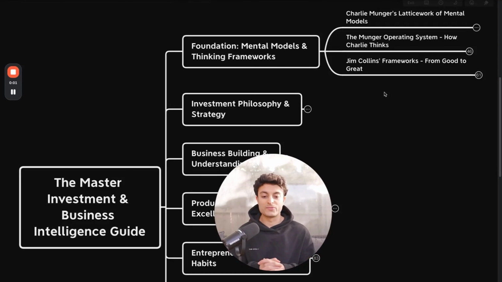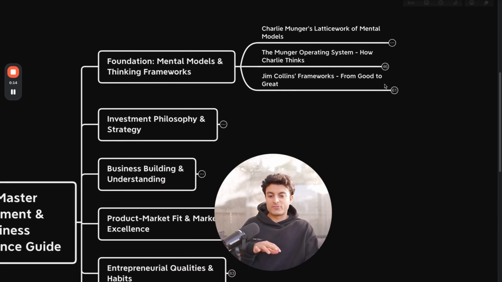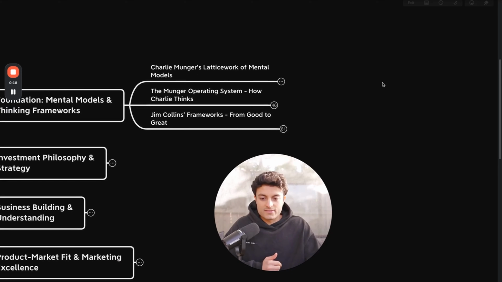Welcome back to another part of Charlie Munger's mental models. Today, we'll be looking at how Charlie Munger thinks, the operating system he uses to navigate through different strategies and judgment. So let's get started.